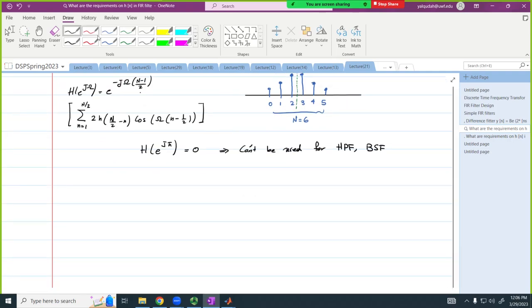Okay. The next configuration is type 3. And in here, we're going to have N odd, and we're going to have odd symmetry.